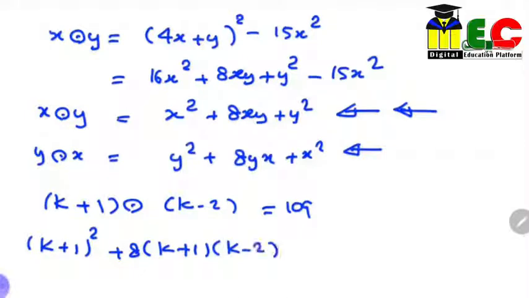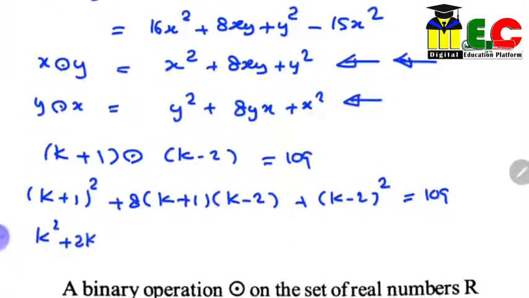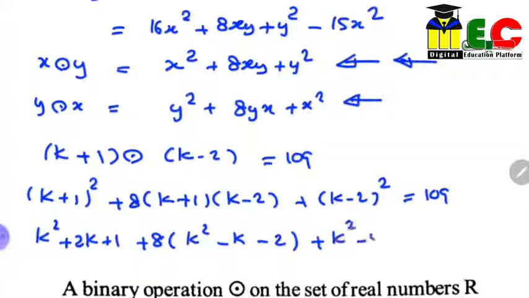So k plus 1 squared gives k square plus 2k plus 1, plus 8. Then k plus 1 times k minus 2: k times k is k square, k times minus 2 is minus 2k, 1 times k is k, and 1 times minus 2 is minus 2, giving k square minus 4k plus 4 equal to 109.